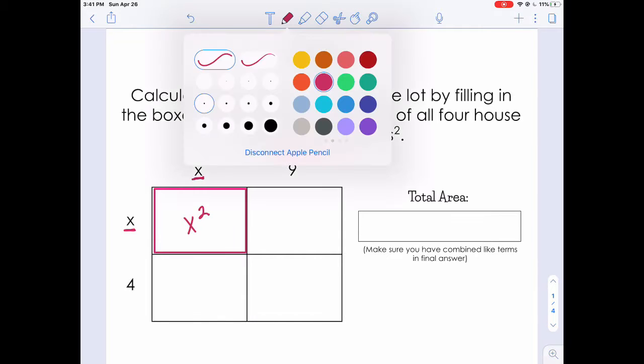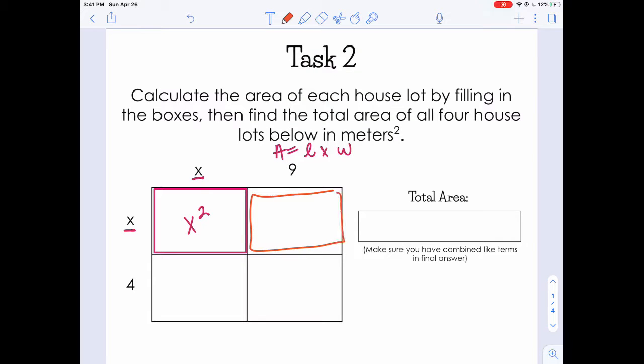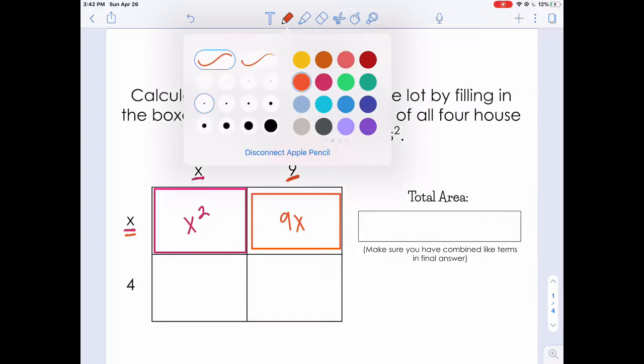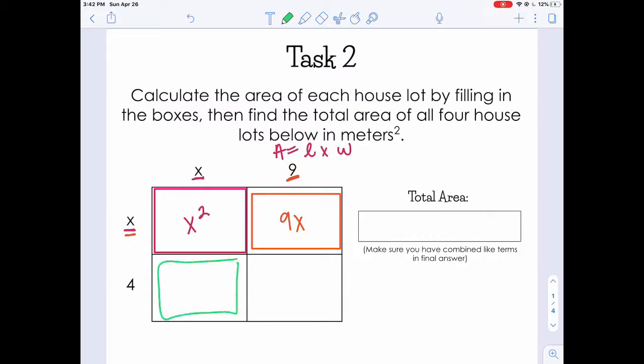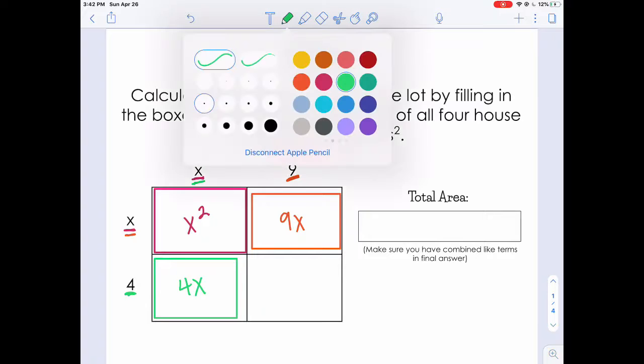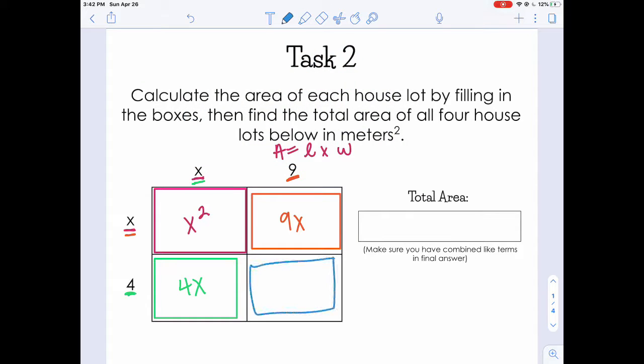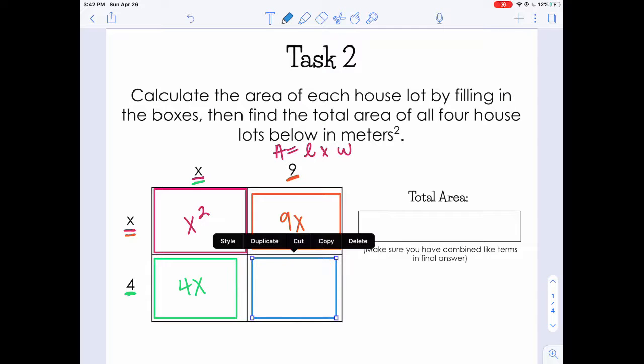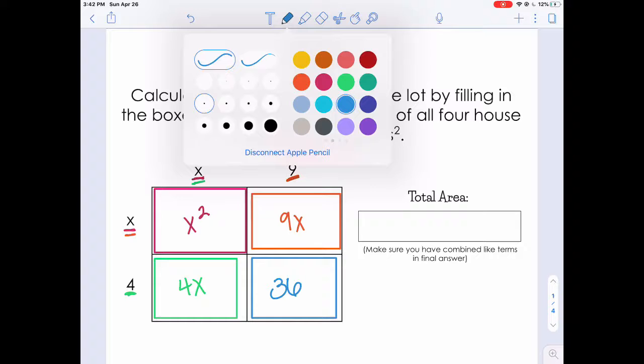Okay, now we're going to do the next rectangle, which is going to be this one here. Its width is 9 units and its length is x units. So 9 times x gives me 9x. Next we're going to look at this rectangle here, whose length is x and width is 4, so 4 times x gives me 4x. And last but not least, we're going to look at this box here. Its length is 4, its width is 9, so 9 times 4 gives me 36 units, okay?